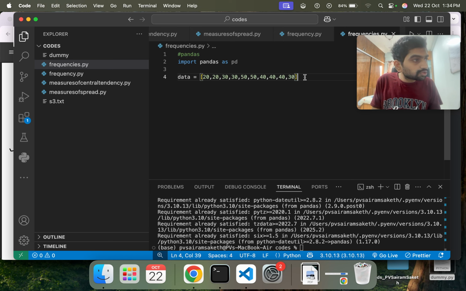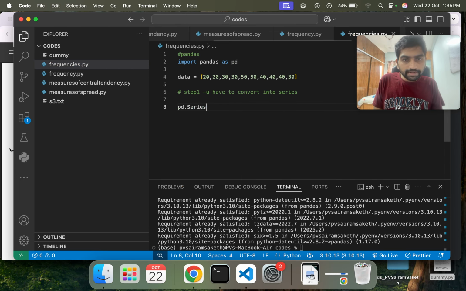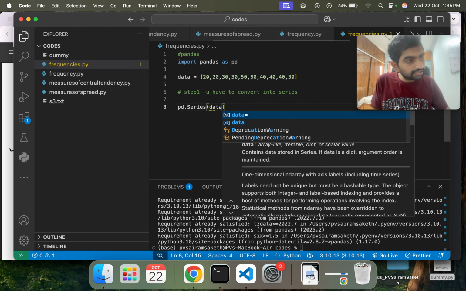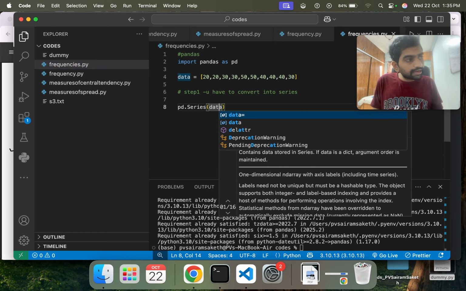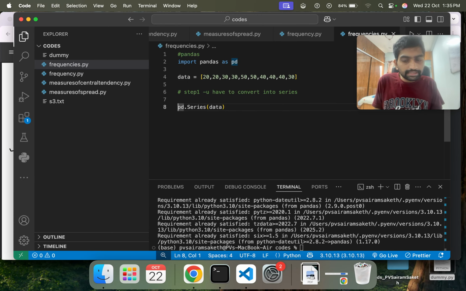Now I have to use the frequency. So step one, you have to convert into series. Very easy. For converting into series, you will write pd.Series, and in this you will write the value as data, and you will store this value in df.